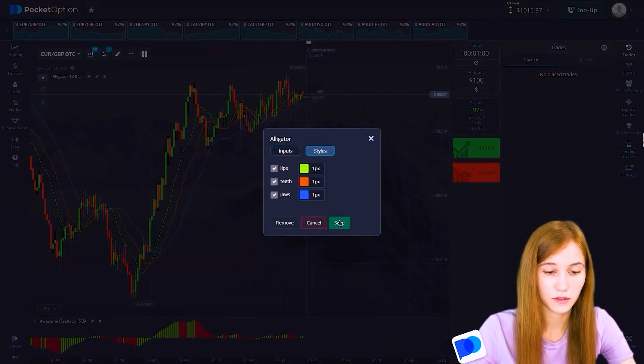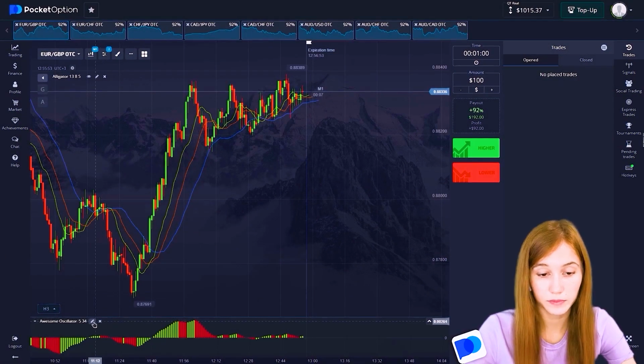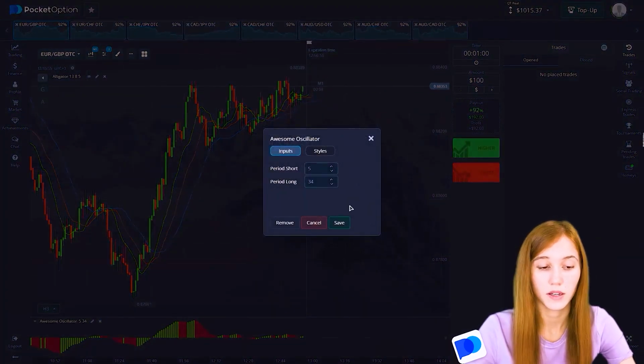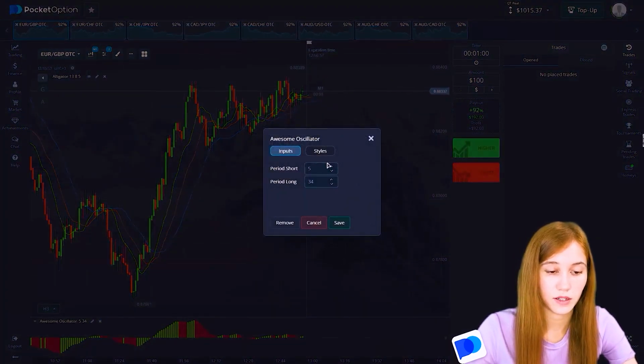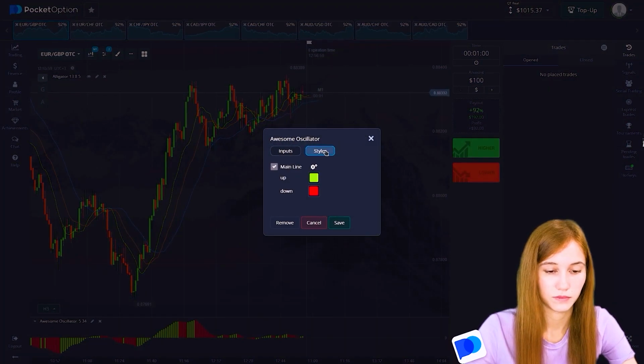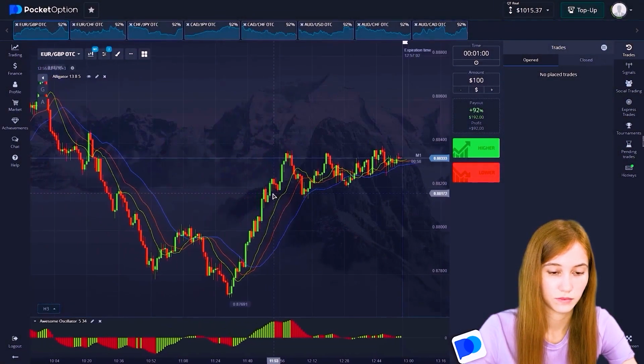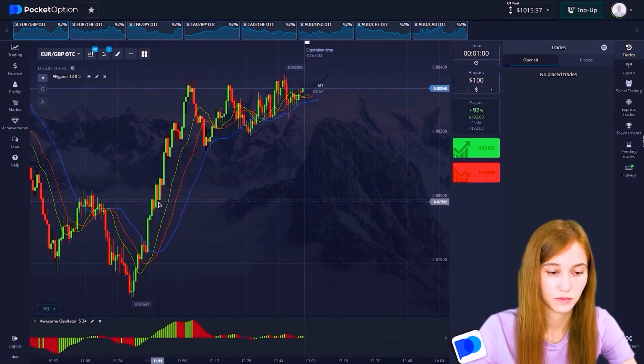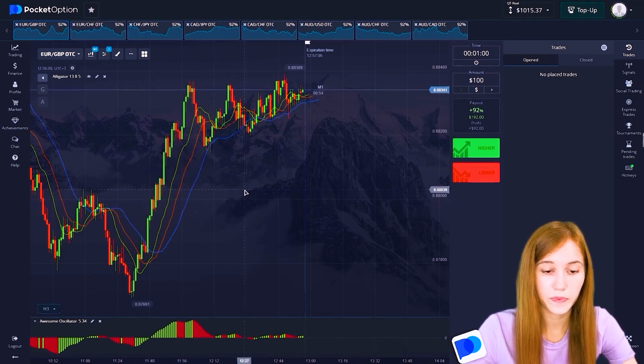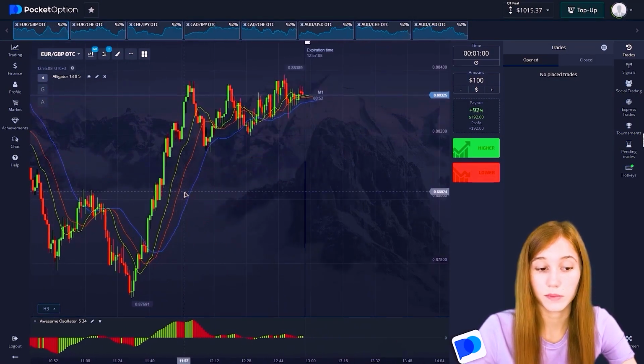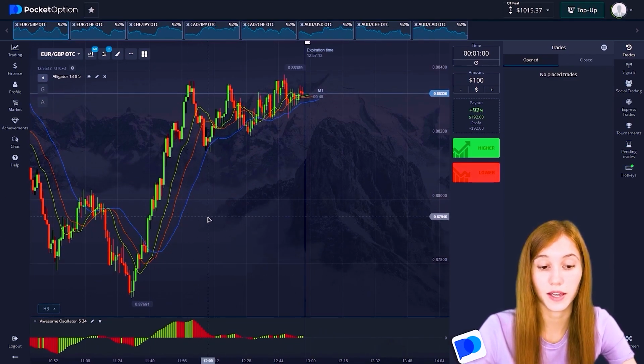Two indicators: the alligator with its parameters, and the second one. These indicators are simple and can be easily used, especially together in one.